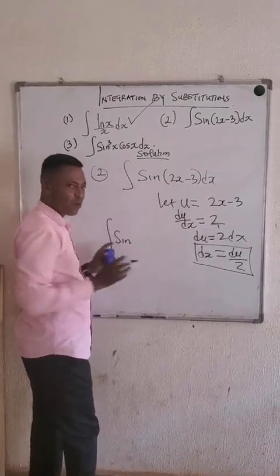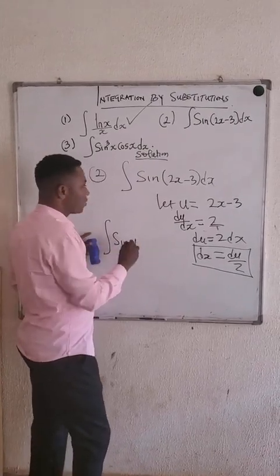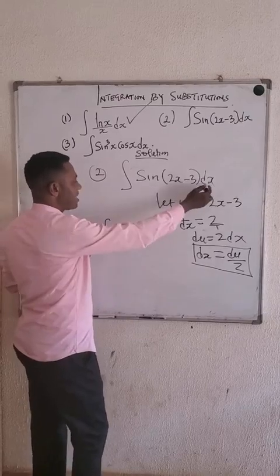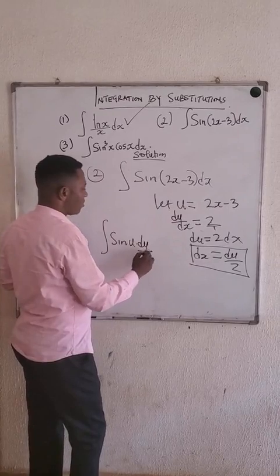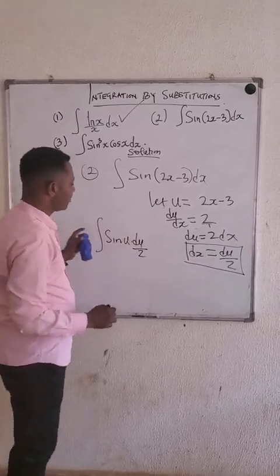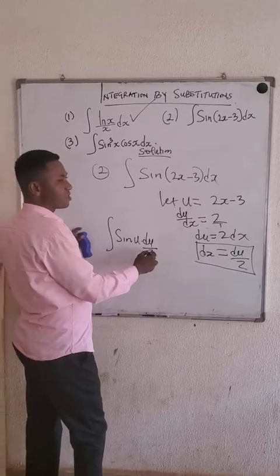So we will not write 2s minus 3 again. We just bring u. Alright? Now we have ds. What is ds? du over 2. Du all over 2. Now, this 2 is the denominator.